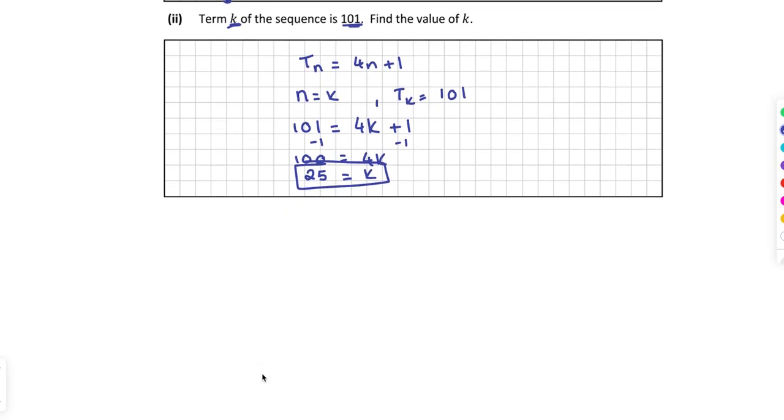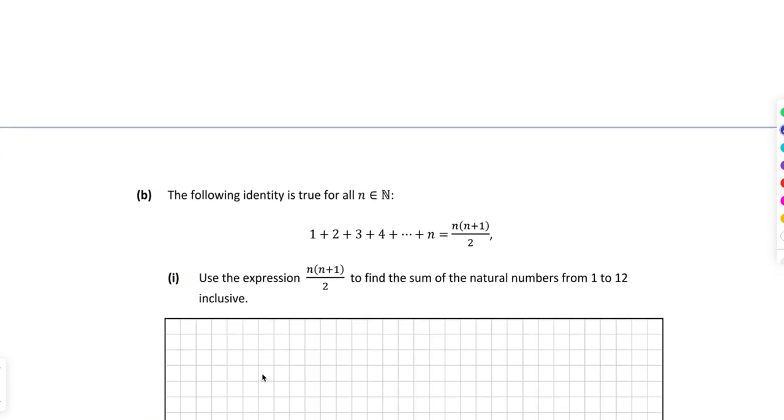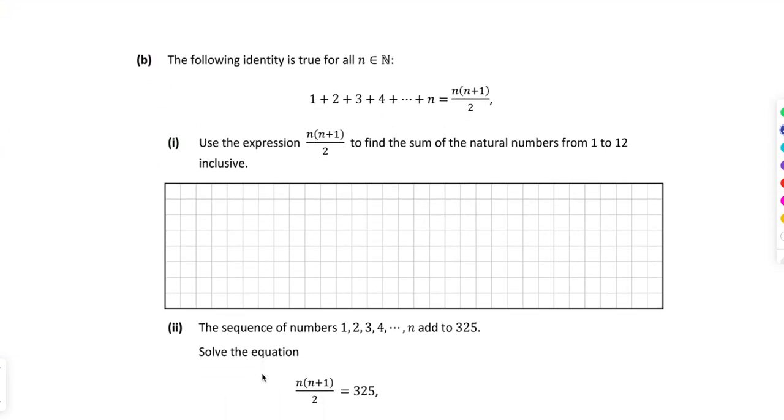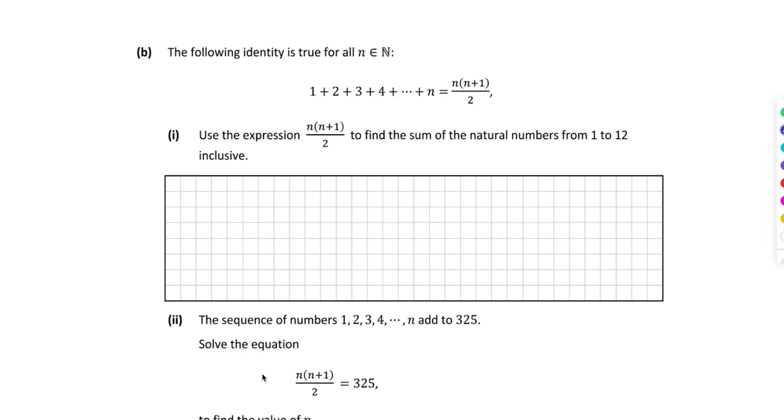The next one says to us then, the following identity is true for all natural numbers n. Use the expression to find the sum of the natural numbers from 1 to 12 inclusive. So if you are in junior cycle, you can skip this part, but if you're leaving cert ordinary level or above, you need to know how to do this one as well. So it says the following identity is true. So when you add them all up, you get this. Use this expression to find the sum of the first 12 numbers. So basically, if n is 12, it should be equal to this.